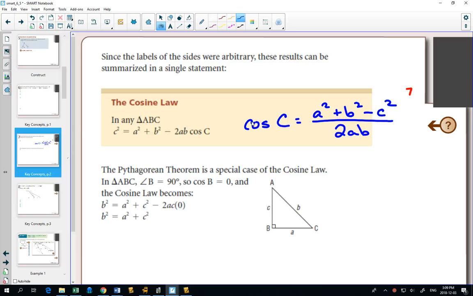On page 492 is the cosine law. On your formula sheet, it comes in two different forms. It comes in this form, c squared equals a squared plus b squared minus 2ab cos C, and also cos C equals (a squared plus b squared minus c squared) over 2ab. So when you're solving triangles, the first thing you're going to look at, here we go.